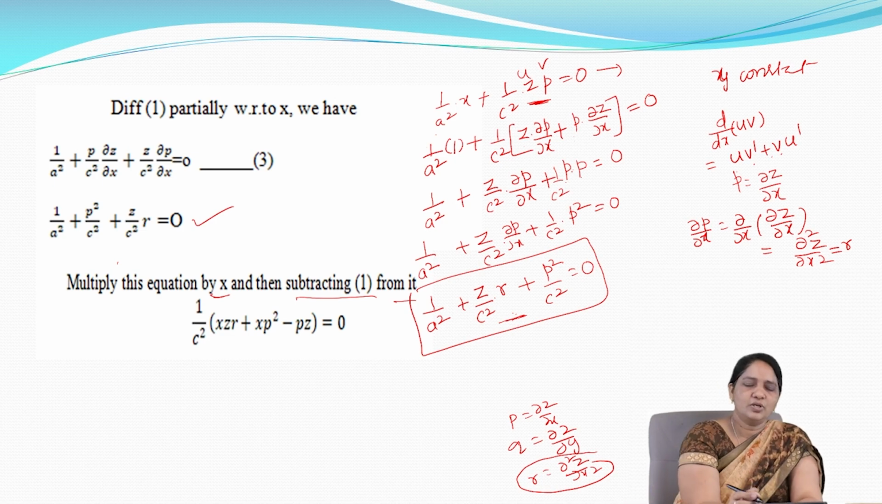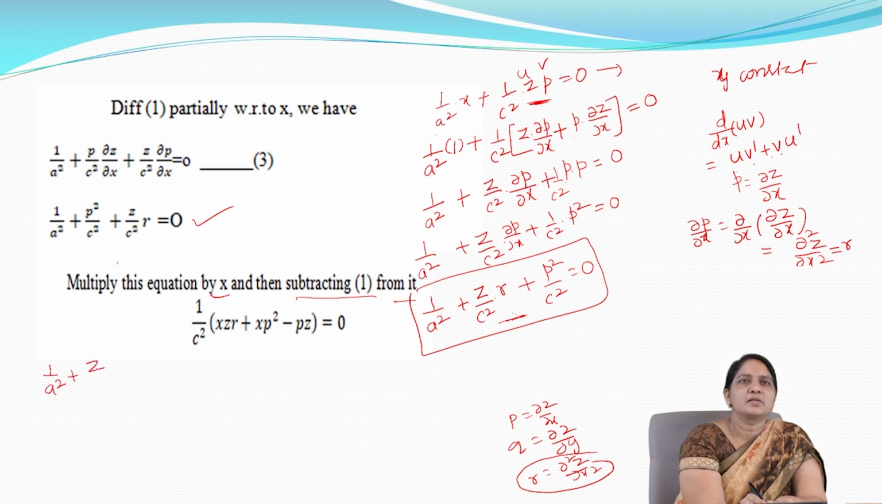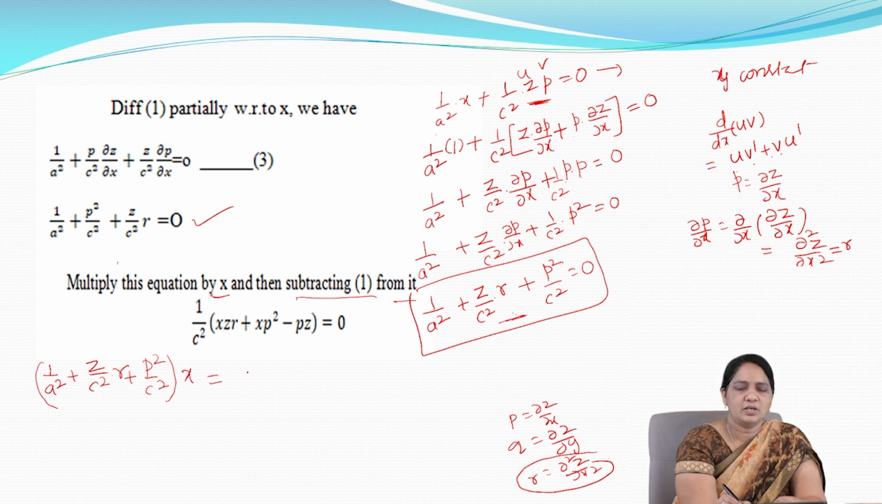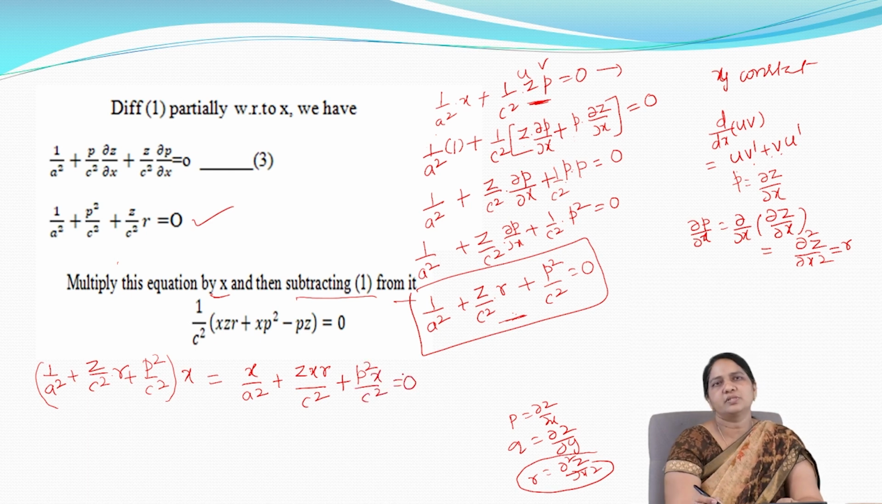You can observe here: 1 by a square plus z by c square into r plus p square by c square. This is our equation. This equation I am going to multiply with x. Then what am I getting here? x by a square plus z into x into r by c square plus p square x by c square equal to 0. So this is our equation after multiplying with x.